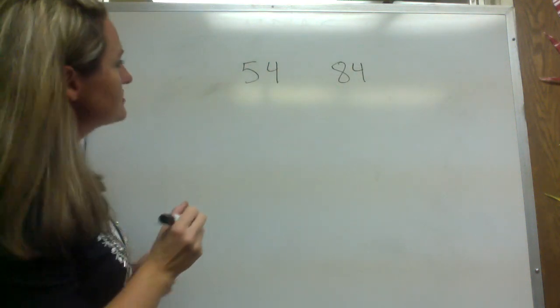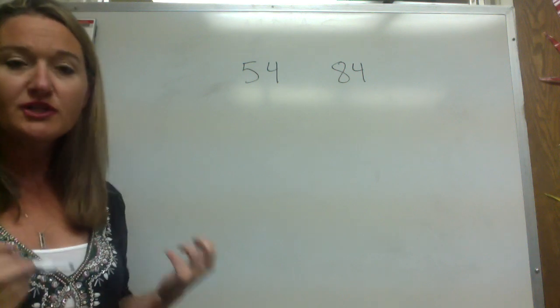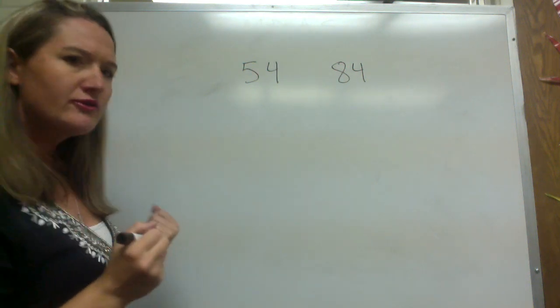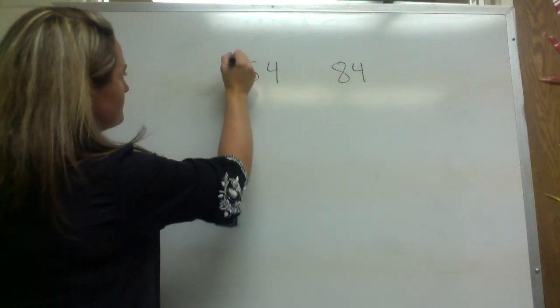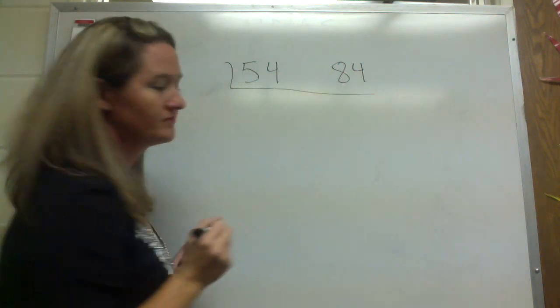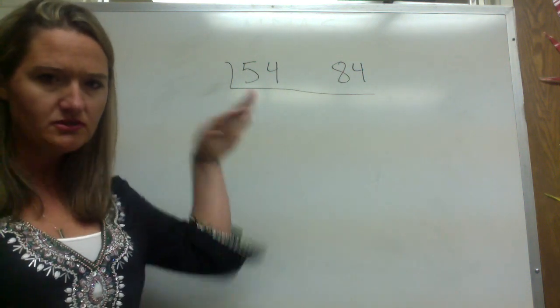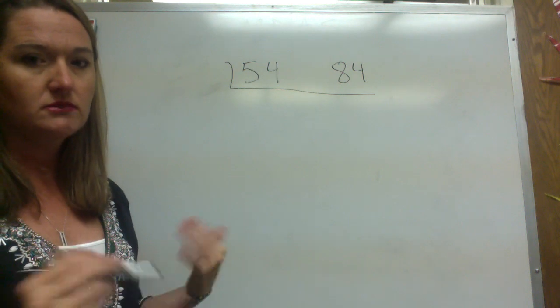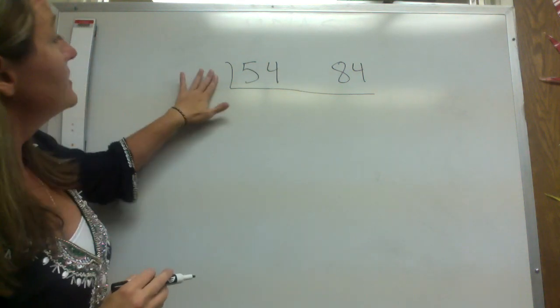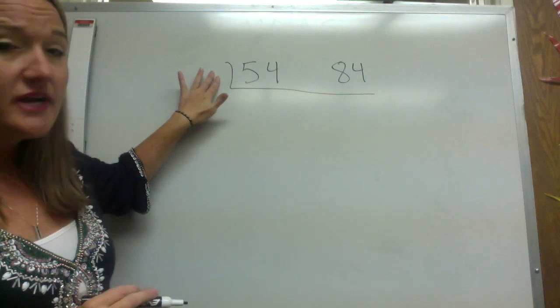Okay, so 54 and 84, we're trying to figure out the greatest common factor. How you do this is you actually do an upside down division sign, you know, the house that it goes in, now it's upside down. So they're on top of the house. All right, so 54 and 84.